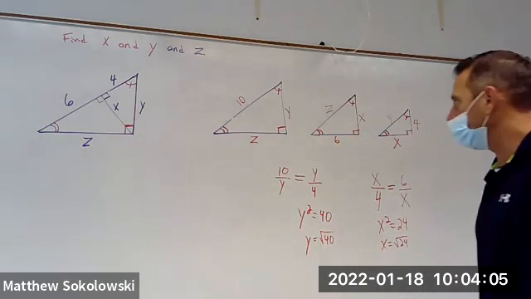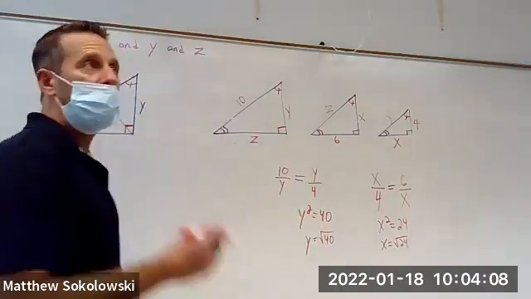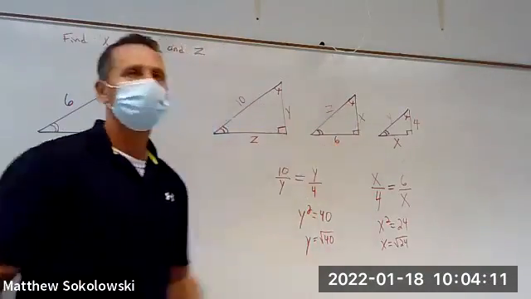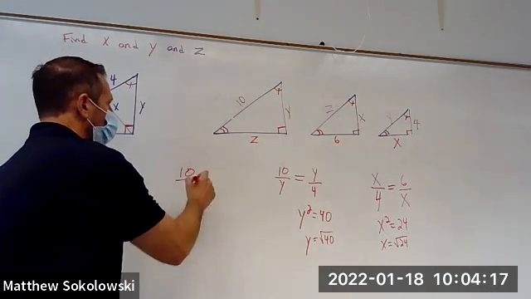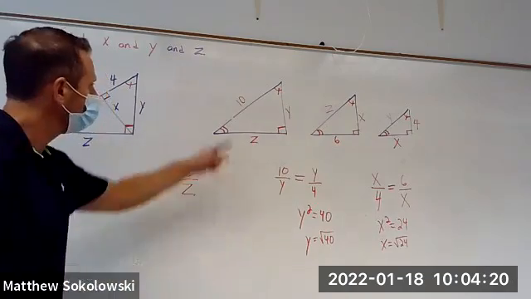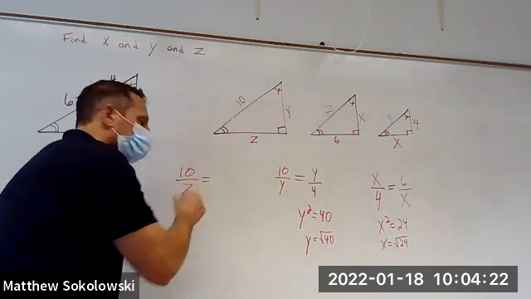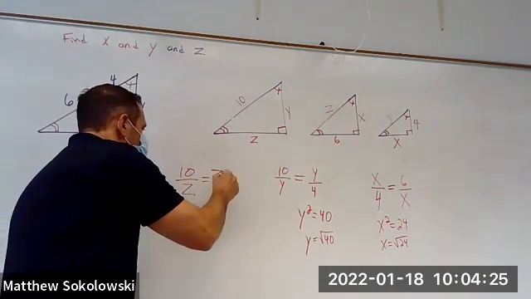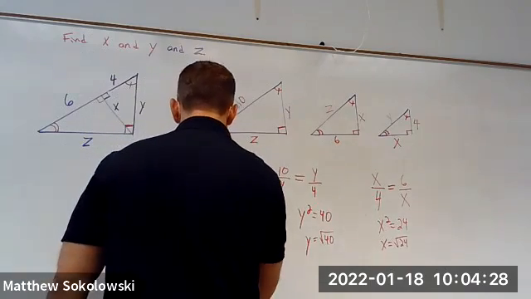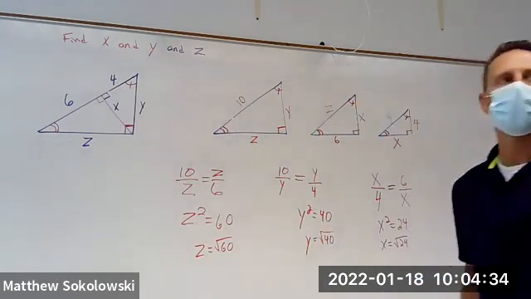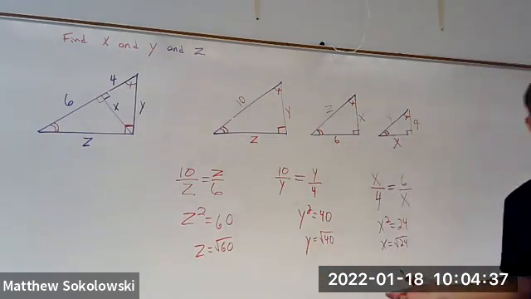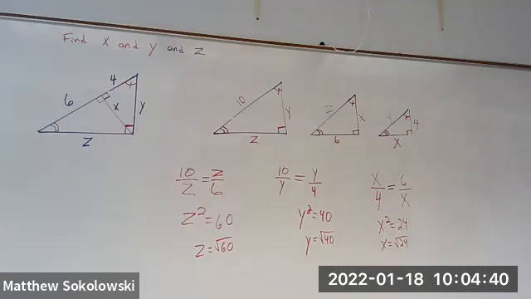Okay, last one, z. Use the two triangles that have z. 10 over z equals what? z over 6. So again, cross multiply, z squared equals 60. z equals the square root of 60. Now you can just write this if you want, or you can write the decimals. All right, if you got the square root of 36 though, you should be writing 6. In a couple units, I'll be teaching you how to simplify these.